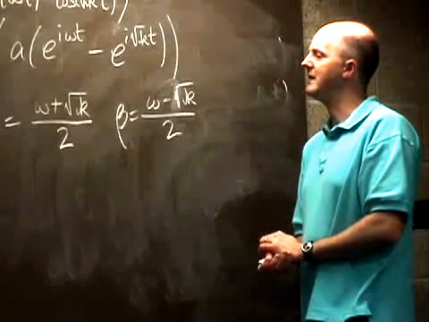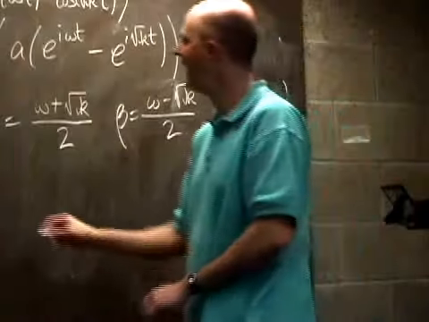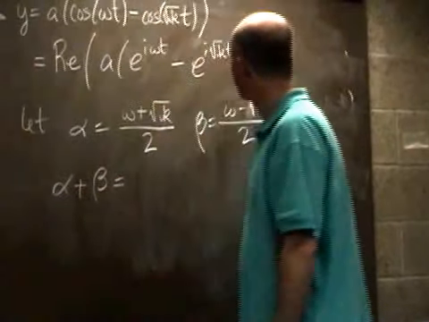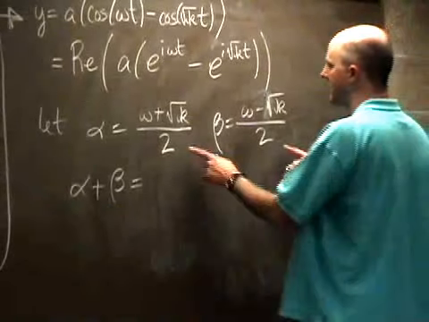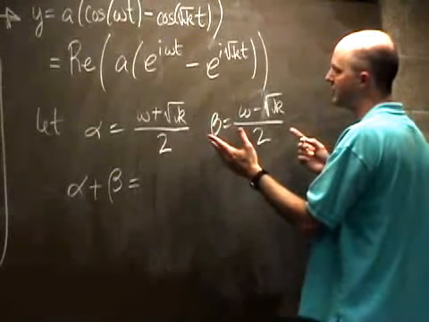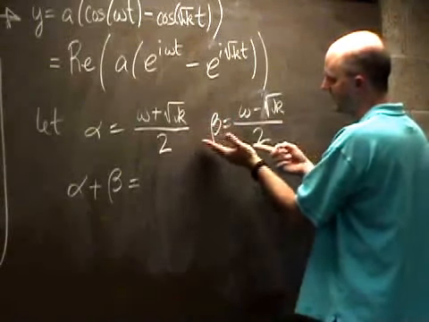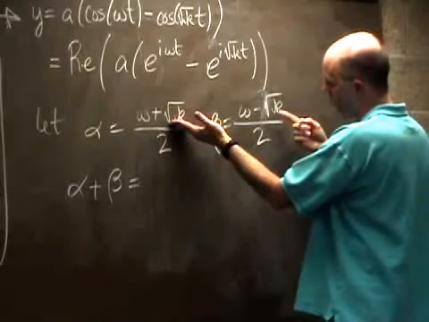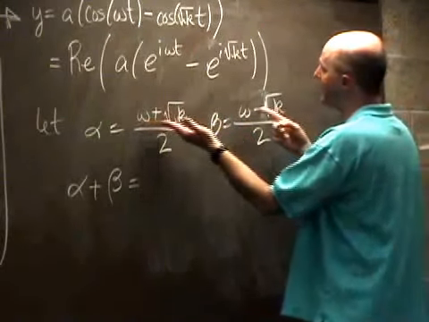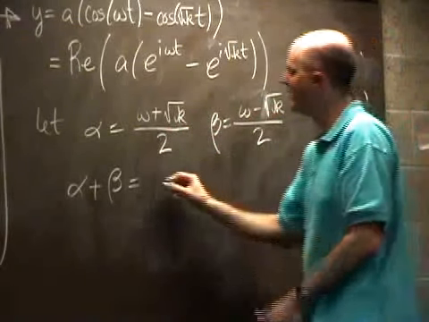Notice here that if I make these substitutions, and I add these two things together, alpha plus beta, think about what would happen. The square root of k over 2's would cancel. Or if you like, you add the fractions, keep the common denominator. You have the square root of k and a minus square root of k canceling. You'd also have an omega plus an omega, 2 omega. Divided by 2, you just get an omega.